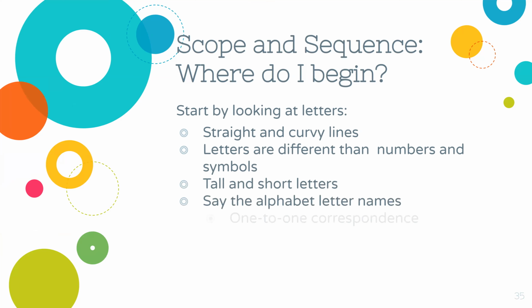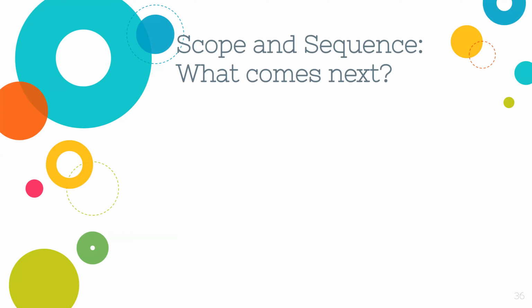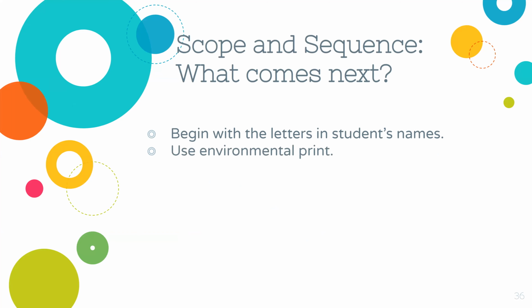Say the alphabet names and use one-to-one correspondence by pointing to the letters on your alphabet chart or on your alphabet line, so that children can get that one-to-one correspondence of each letter of the alphabet. Sing the alphabet song, sing lots of alphabet songs. Make it fun. So once you've talked about what they look like, you can begin with the letters and students' names using name charts. You can also use environmental print.